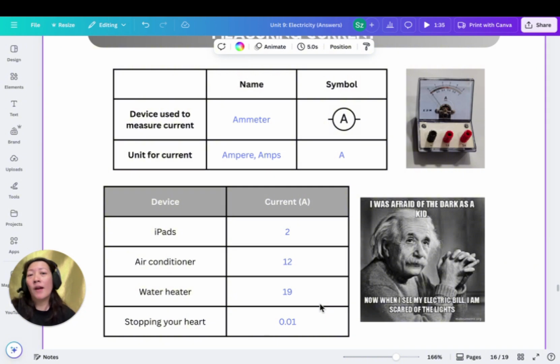So yes, a very low amount of current is all it needs to stop the heart from beating, as low as 0.01 ampere of current. Now, I know you're looking at this and you're very worried. Oh my gosh, what if we accidentally touch the wire and there's current flowing through us?